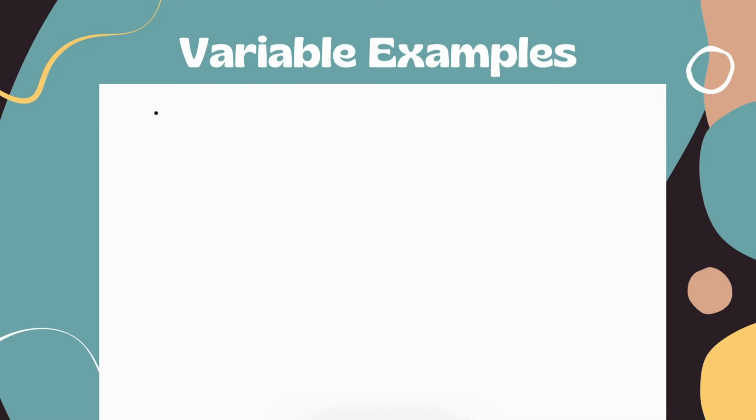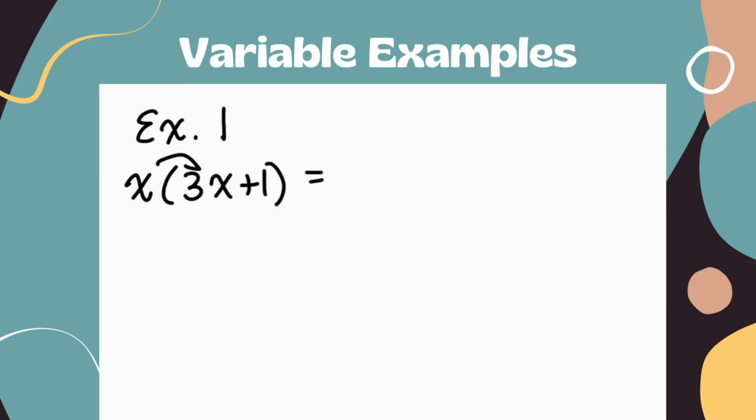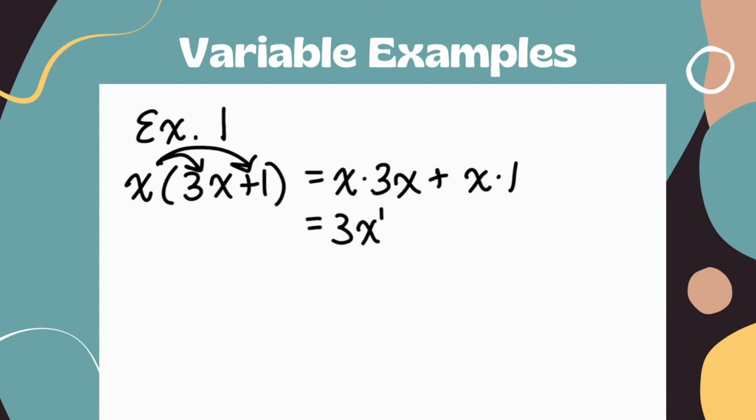The first example is x times the quantity of 3x plus 1. So in this case, instead of distributing a number, we're distributing x, but it's the same thing. We get x times 3x plus x times 1. We just have to remember how to combine exponents when we're multiplying like bases.